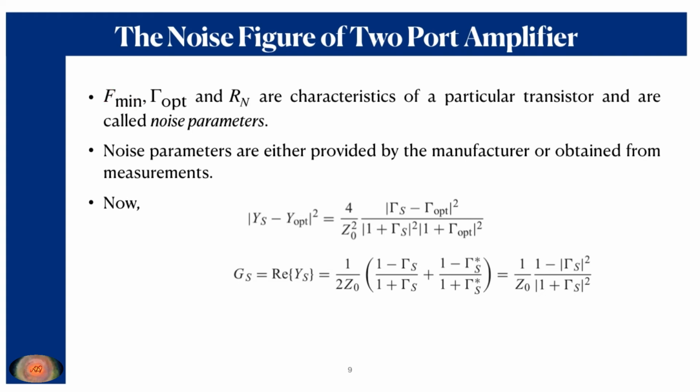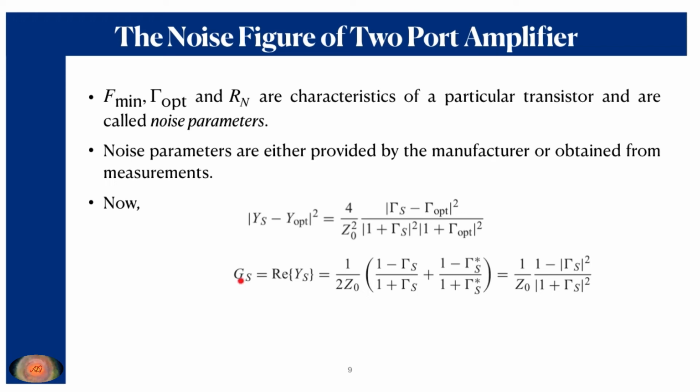As I told, this F minimum, gamma optimum and this noise resistance Rn are the noise parameters. These are available either from the manufacturer datasheet or from direct measurement. Our only concern is this difference, that means the source admittance and the optimum source admittance. So the expressions that I have already achieved for the source admittance and the optimum admittance, here I have replaced in this expression, and I have achieved this expression in terms of the reflection coefficient of the source matching network gamma s and gamma optimum, which you can get from the manufacturer datasheet.